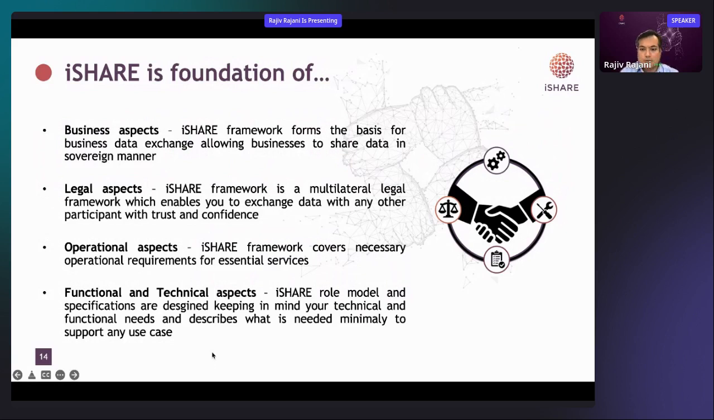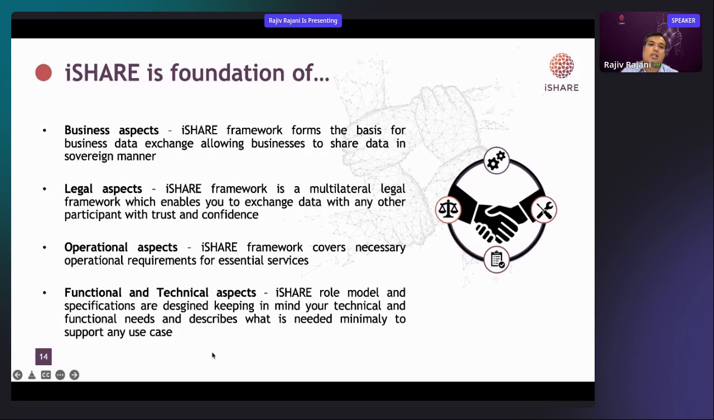Operational, of course, there are some essential services that are needed for participants to start sharing data. More we'll see later. But iShare already defined some basic operational requirements that these organizations or participants of iShare should fulfill in order to make sure that you can rely on the services which are essential for your data sharing, right?